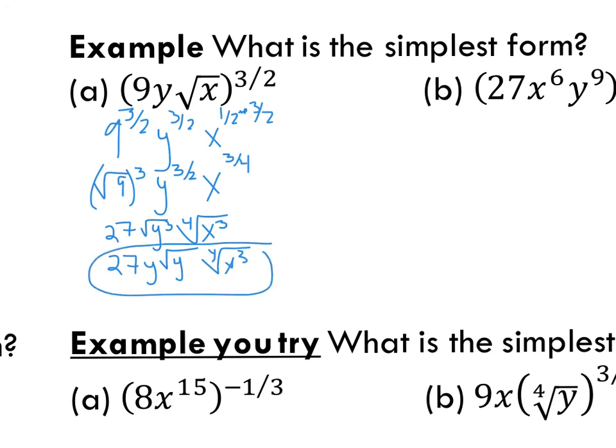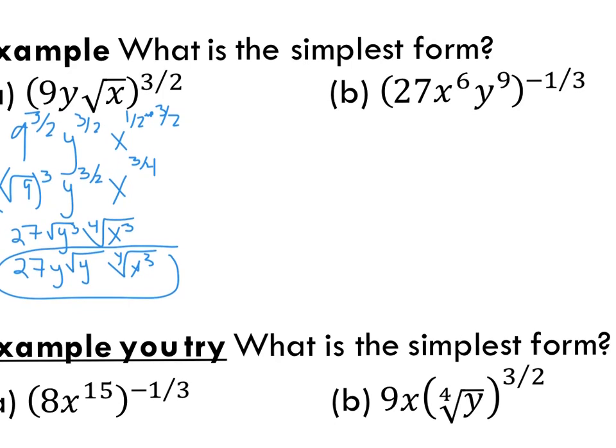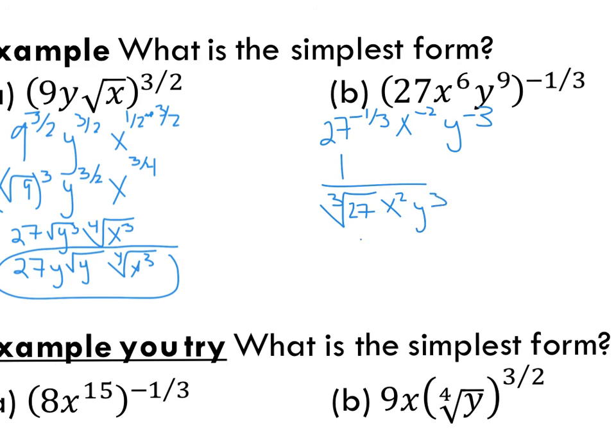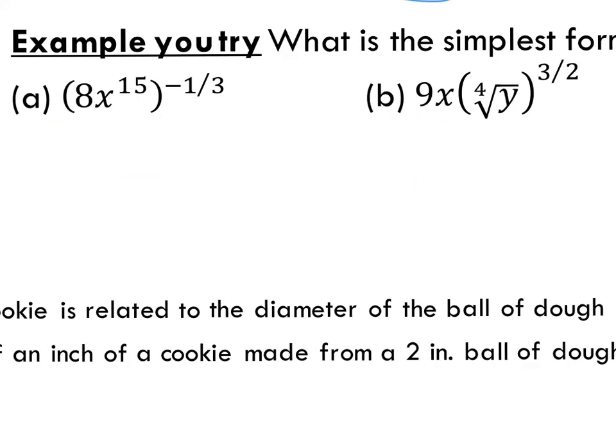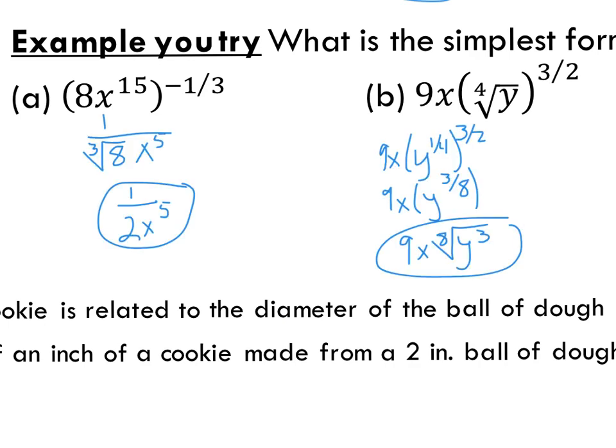If we look at letter B, very similar. I'm going to start off with 27 to the negative 1/3, x to the negative 2, y to the negative 3, and we're going to flip everything down. So 1 over the cube root of 27, x squared, y cubed, or 1 over 3x squared, y cubed. Take a few minutes to try the you-try. And here are the answers for the you-try.